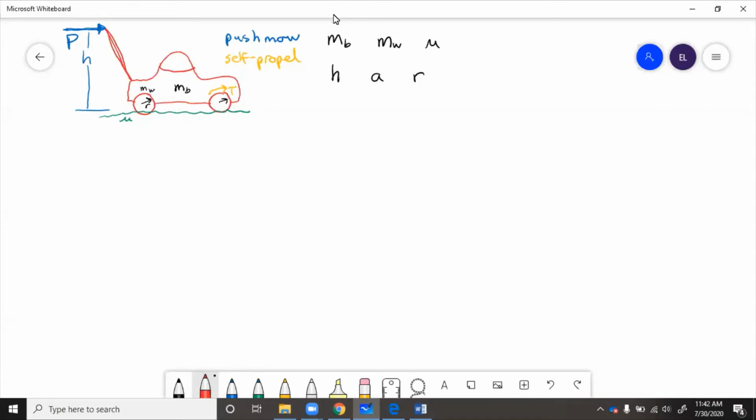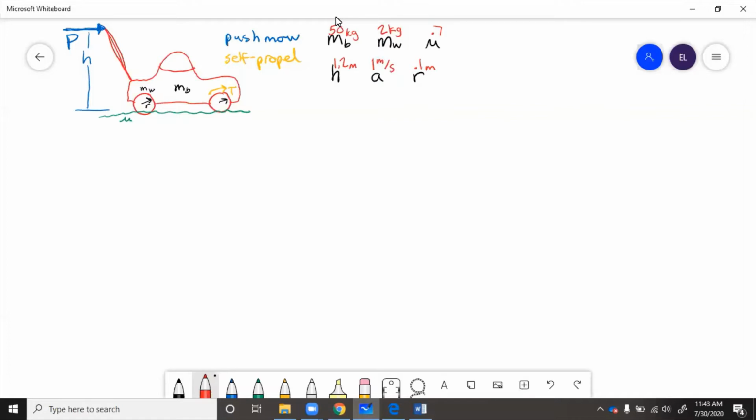The mass of the body is 50 kilograms. The mass of each wheel is 2 kilograms. Coefficient of friction is 0.7. Radius of the wheel is 0.1 meter. The pushing height is 1.2 meters, and desired acceleration is 1 meter per second squared.